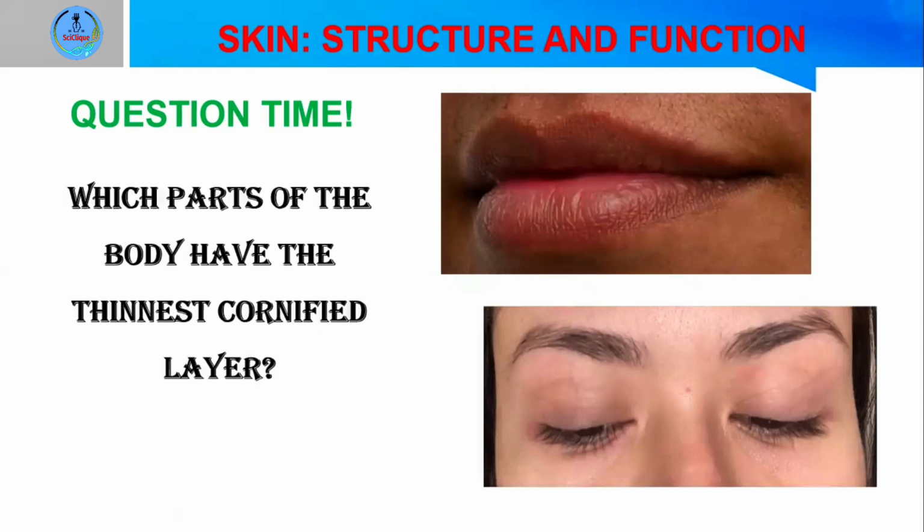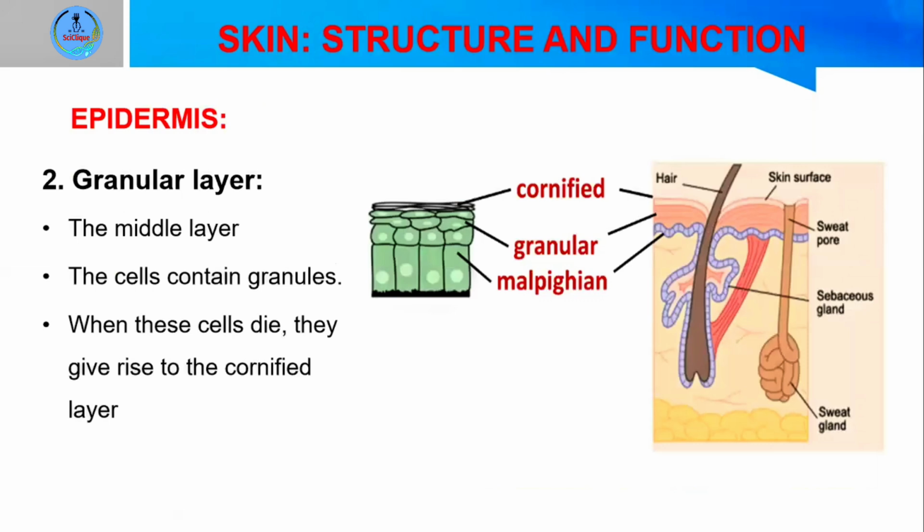Now, if I were to give you this example to put this into perspective, the conified layer of the soles of the feet can be as thick as 4 millimeters, but that surrounding our eyes can be as thin as 0.5 millimeters. Do you see the difference between these two? Yes. Now moving on to the next, the granular layer.